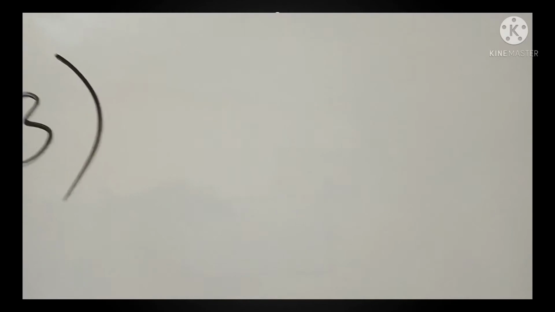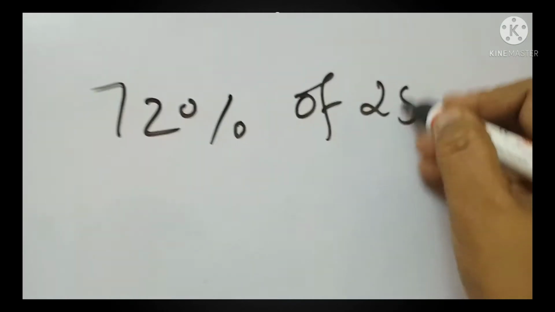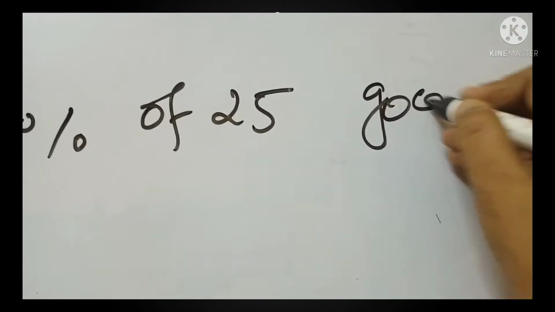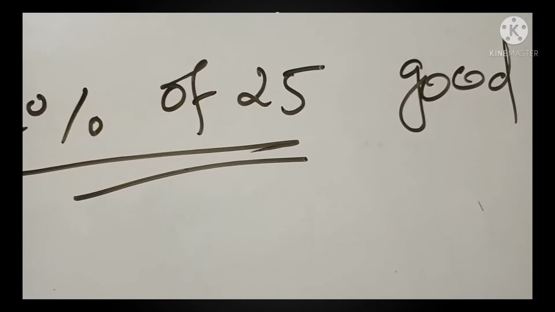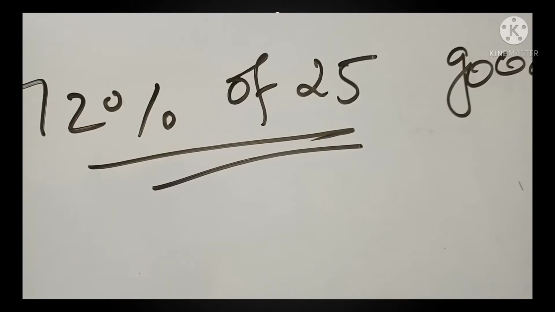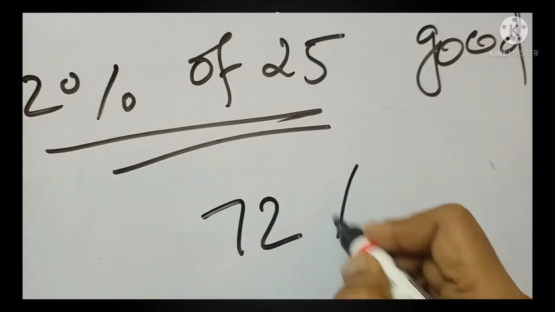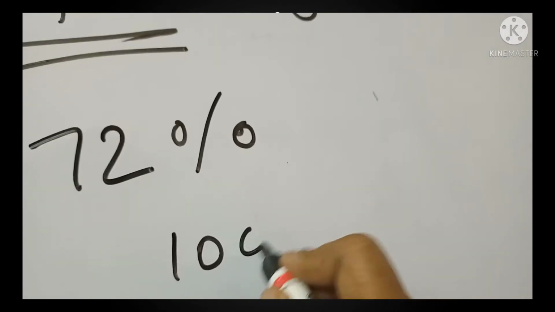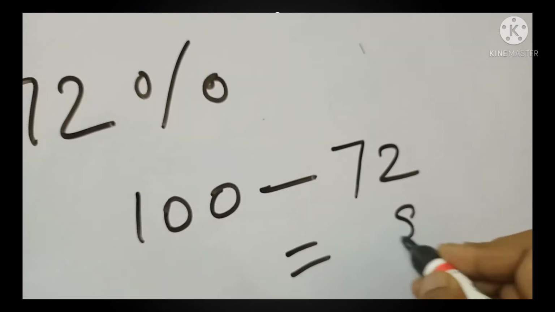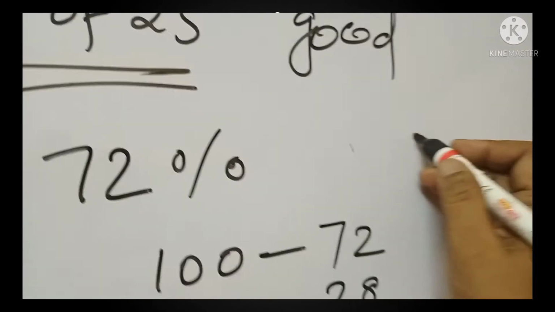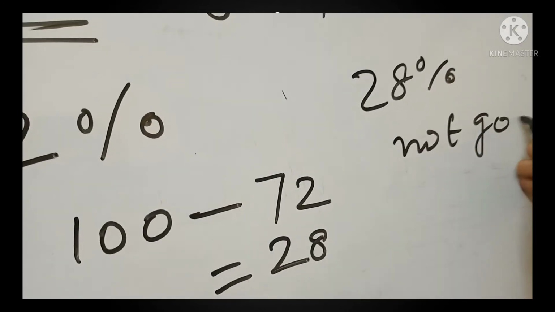Then the third question says that 72 percent of 25 students are good in mathematics. Then how many are not good in mathematics? So 72 percent are good. For the remaining, we subtract 72 from 100. So it is 28. So 28 percent are not good in mathematics.